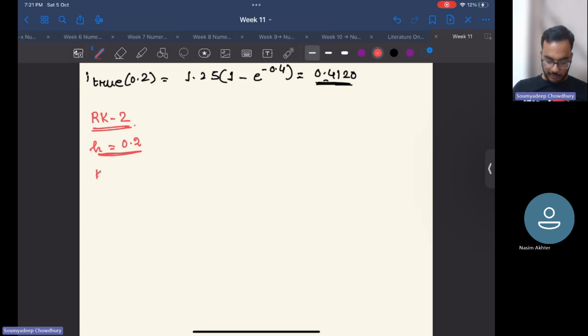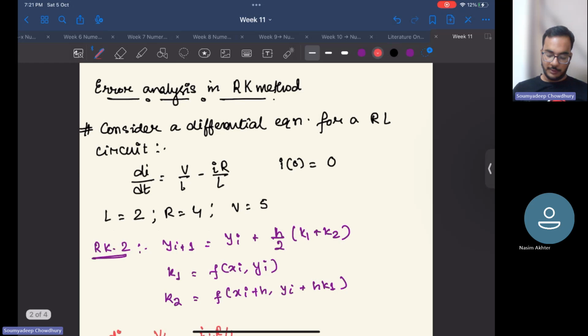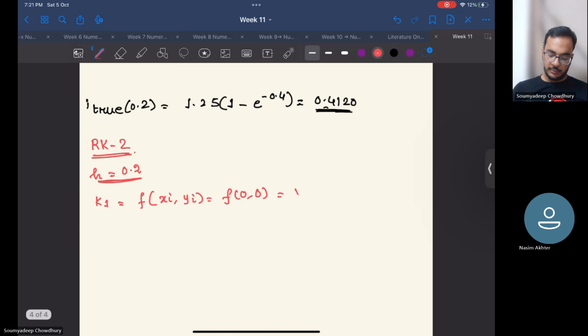So what is K1? K1 is f of xi comma yi, so it is basically f of 0, 0. Now remember what is f? The slope of the function, not the value of the function. So what is the slope of the function? V by L minus R by L times I. If you substitute 0, 0 here, you will get V by L only. V by L is 5 by 2, it is 2.5. This is K1.